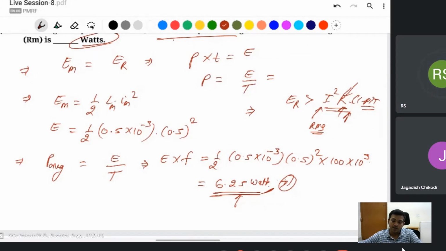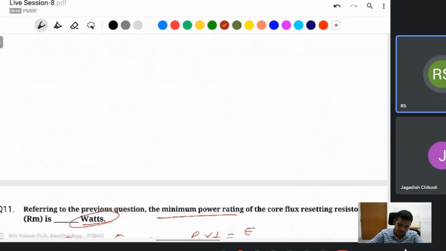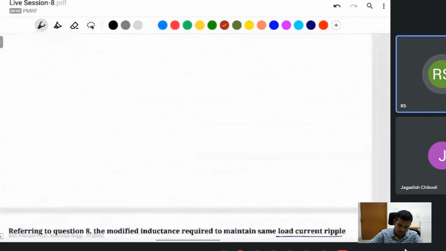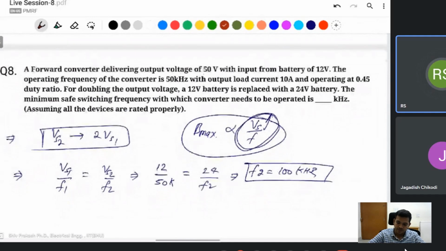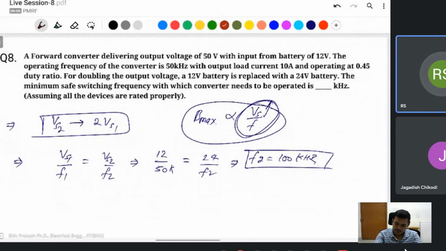Sir, I have one more doubt in that eighth question. You have written that maximum flux density is proportional to V by F. Sir, how did you arrive at this equation, this direct proportionality? Because of the flux density, anywhere you apply the voltage, it will relate to the transformer core in normal cases.